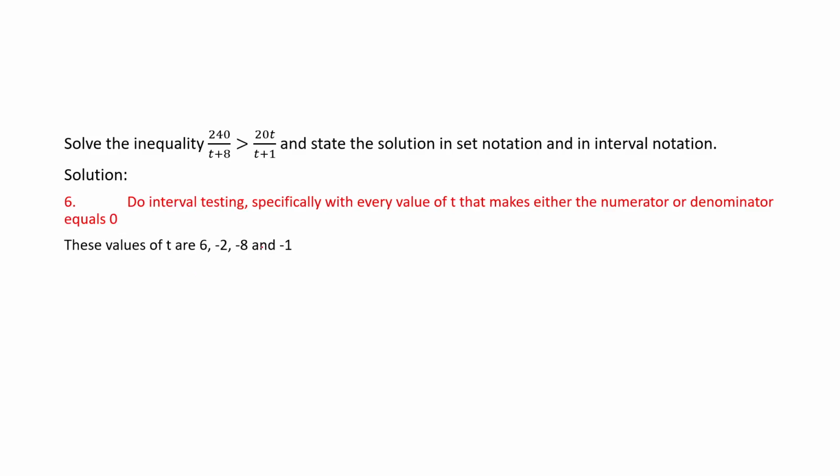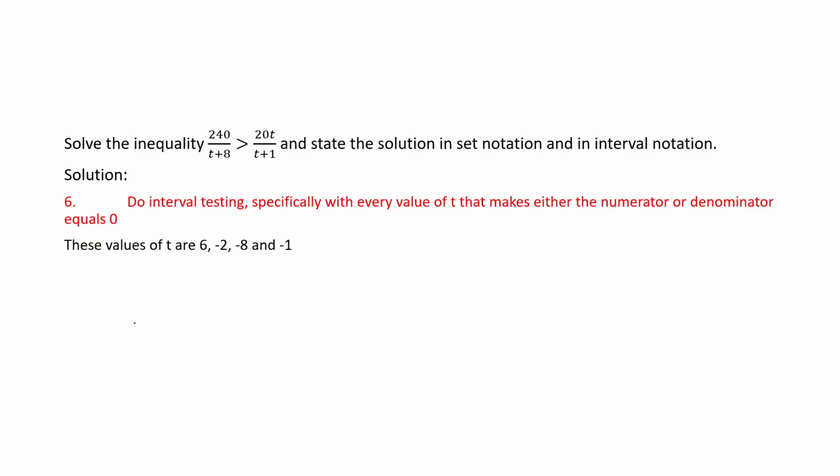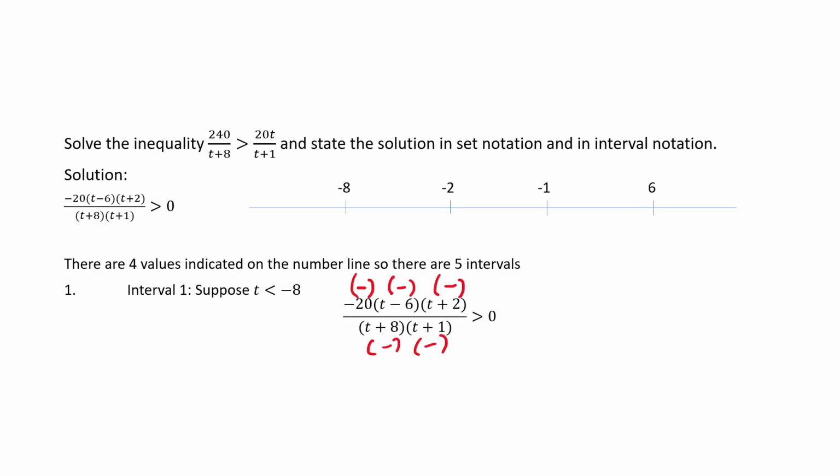Now we're going to do interval testing. Notice that the values of t that make either numerator or denominator equal to 0 are 6, -2, -8, and -1. So we're going to do interval testing with those values. We're going to have 4 values of t indicated, so we have 5 intervals. If we let t be less than -8, then we have a negative times a negative times a negative over a negative times a negative. Is that greater than 0? No, it is not. So we put an x there.